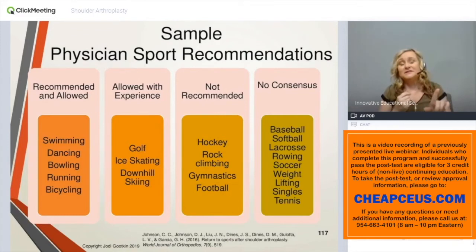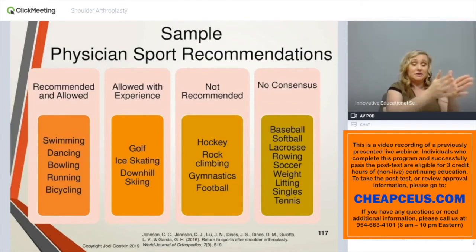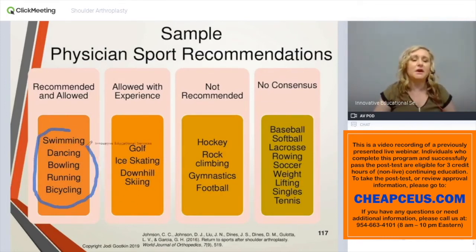I found a study that asked physicians, what do you think these new joints are really capable of? They surveyed 35 physicians in the United States and Europe, and gave them about 40 different sporting type activities and said, where would you rank these that they're allowed to do? We say you should do it. This is a recommended activity: swimming, dancing, running.